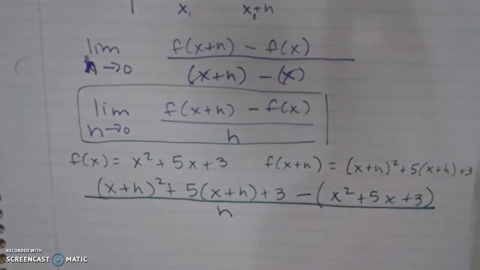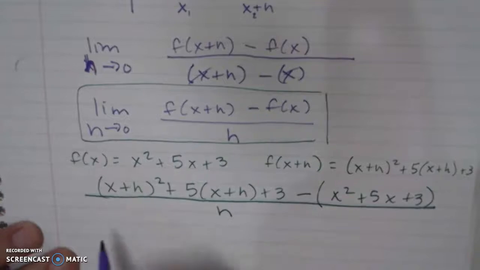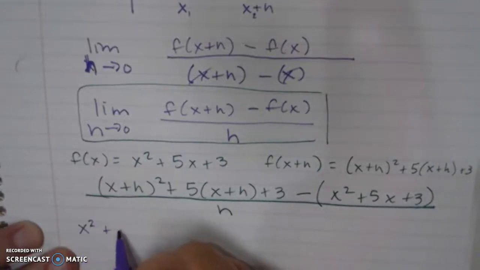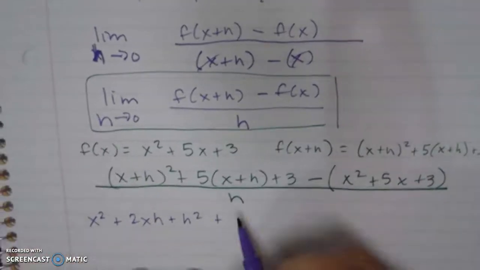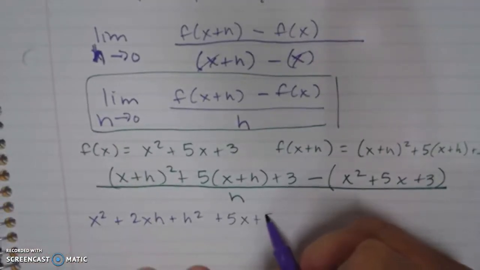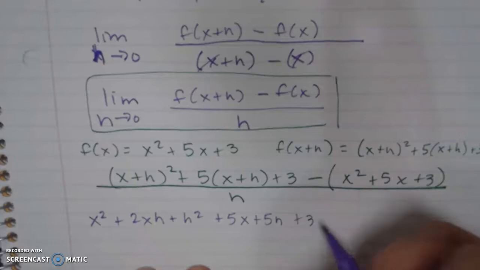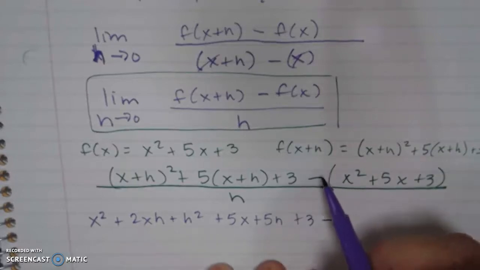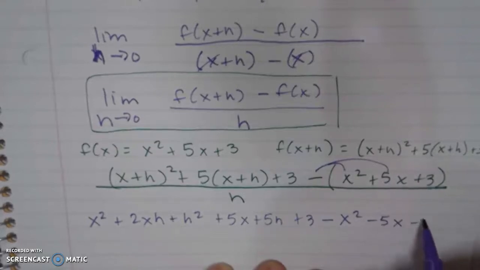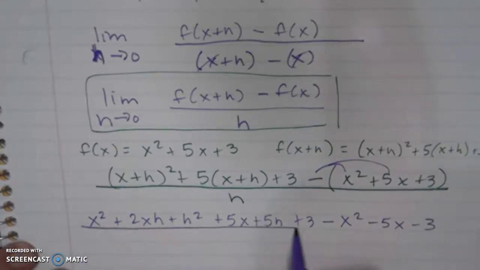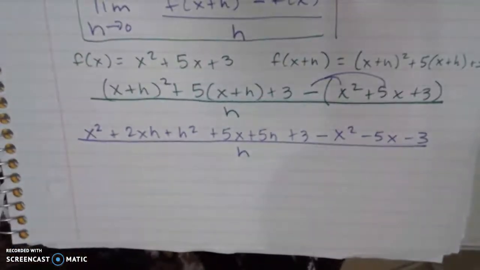So now let's simplify this. This is where our algebra gets really good. So I'm going to square this, and hopefully you remember this is x squared plus 2xh plus h squared plus, now I'm going to do the distributive property, 5x plus 5h plus 3 minus, now I'm going to go ahead and distribute this negative to everything. That's minus x squared minus 5x minus 3, all of that over h.